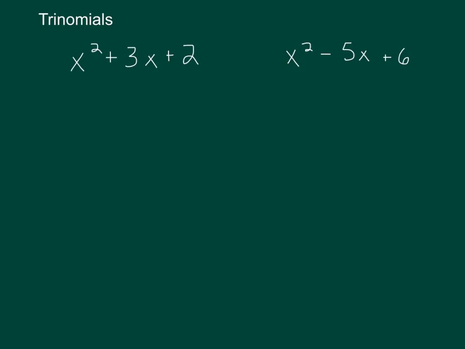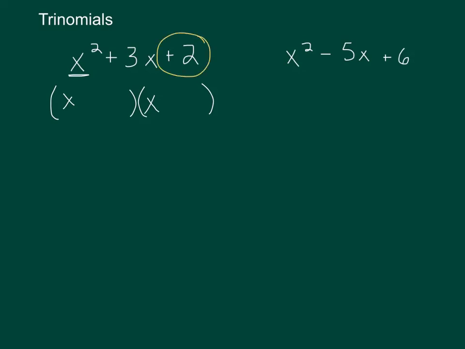The last type of problem we're going to review are trinomials. That means there are 3 terms. Neither one of these problems has a greatest common factor. So the first thing we're going to do is just start to try to factor this. My x squared will split up into x times x. The next thing I look at is my plus 2.